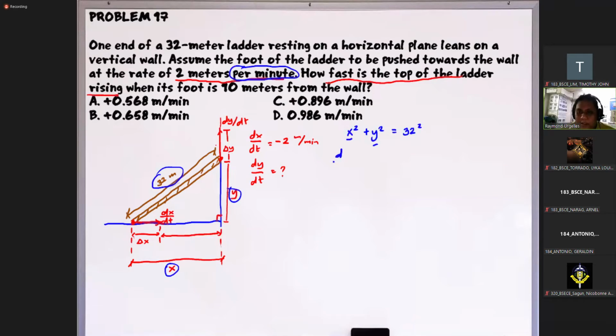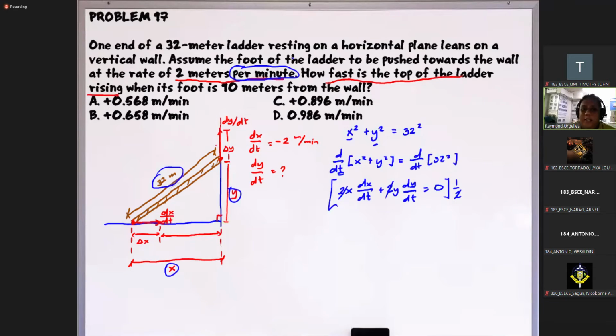So next step natin is to get the derivative with respect to time. Okay, so this is x squared plus y squared, equal to 32 squared. So then derivative with respect to time, this will be 2x. Remember, with respect to time, pero x yung variable natin, so therefore we need to multiply this by dx/dt. Same dun sa y, diba? So we need to multiply this by dy/dt. And as you can see here, derivative ng constant ay 0, so this will be 0. Okay? So by multiplying this whole term by 1/2, we can cancel this.